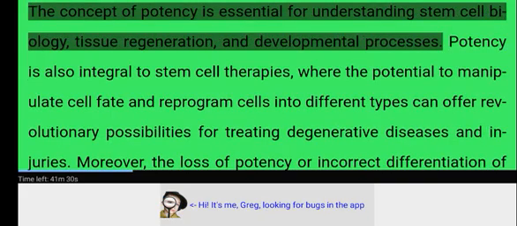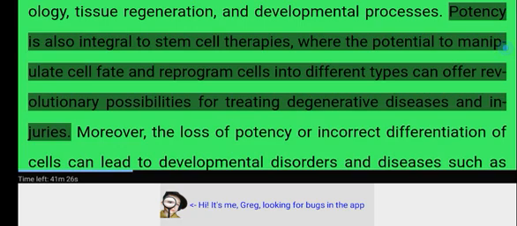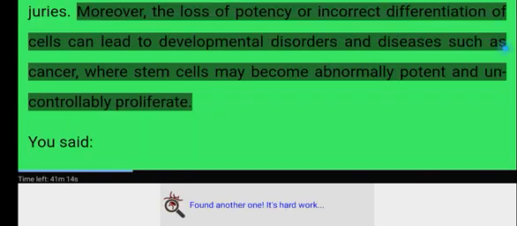The concept of potency is essential for understanding stem cell biology, tissue regeneration, and developmental processes. Potency is also integral to stem cell therapies, where the potential to manipulate cell fate and reprogram cells into different types can offer revolutionary possibilities for treating degenerative diseases and injuries. Moreover, the loss of potency or incorrect differentiation of cells can lead to developmental disorders and diseases such as cancer, where stem cells may become abnormally potent and uncontrollably proliferate.